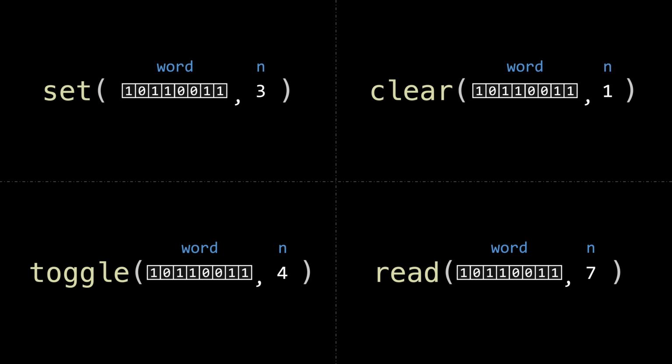Set selects the bit in the position n and sets its value to 1. Clear selects the bit in the position n and sets its value to 0. Toggle selects the bit in the position n and flips it from 0 to 1 or 1 to 0. And read selects the bit in the position n and returns its value as a number, so it returns 0 or 1 as an integer.